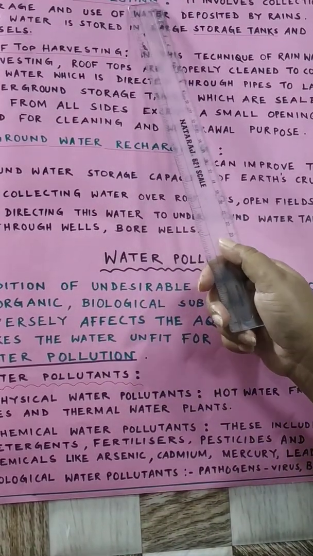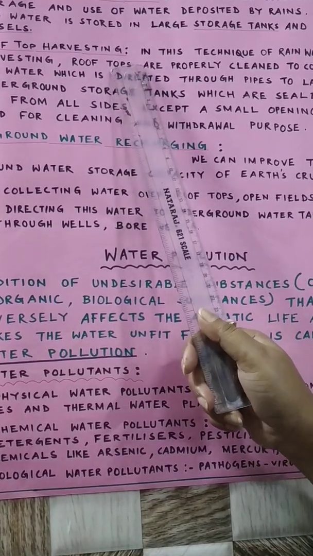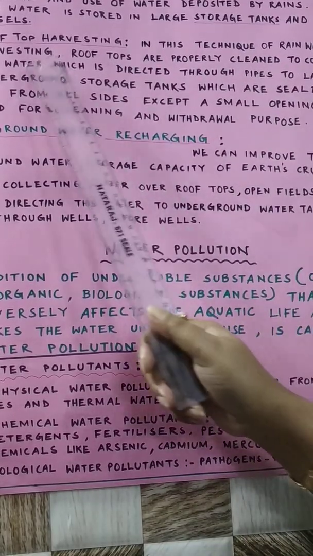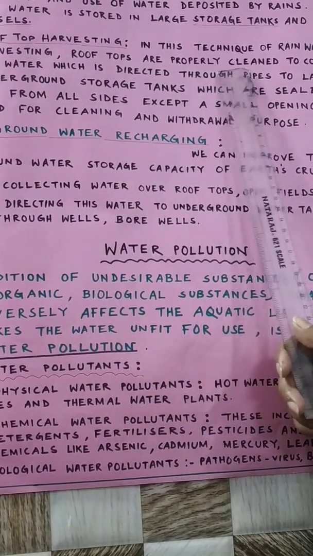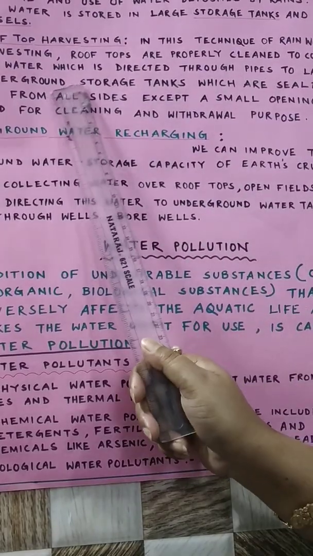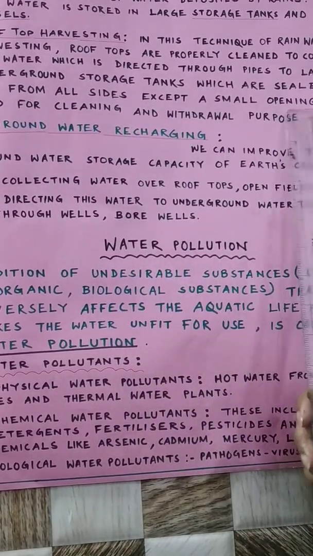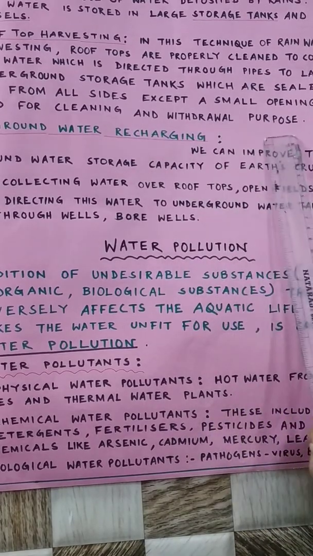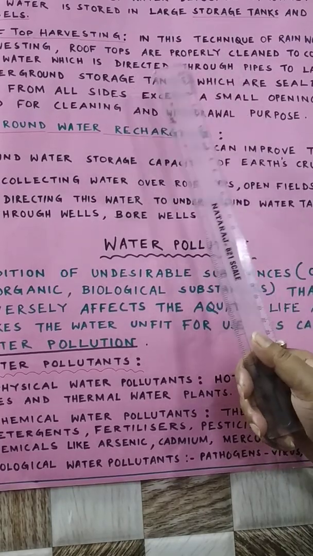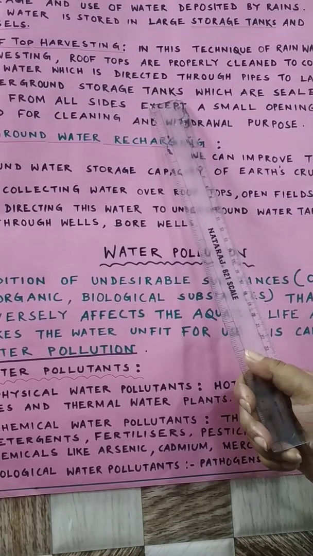Another technique of rainwater harvesting is rooftop harvesting. On the rooftop, we can also collect the rainwater after cleaning the rooftop. In this technique, rooftops are properly cleaned to collect the rainwater, which is directed through pipes to large underground storage tanks, which are sealed off from all sides except a small opening used for cleaning and withdrawal purposes. First we collect the rainwater in the tank, then the rainwater is directed through a pipe to the underground storage tanks where the water will be stored for future purposes.